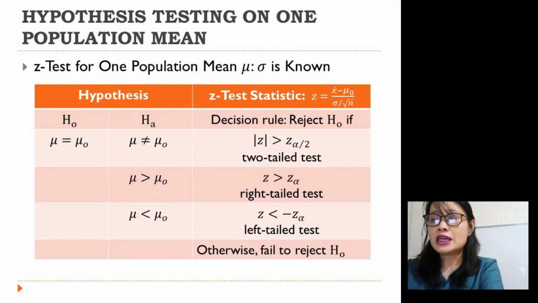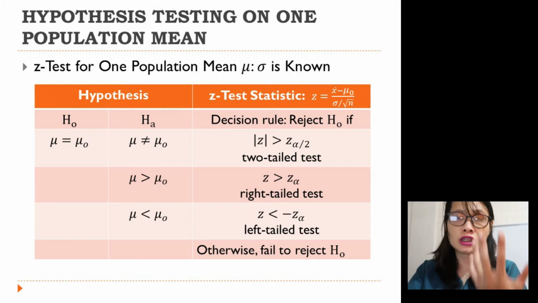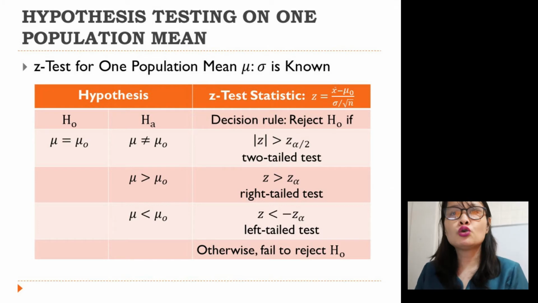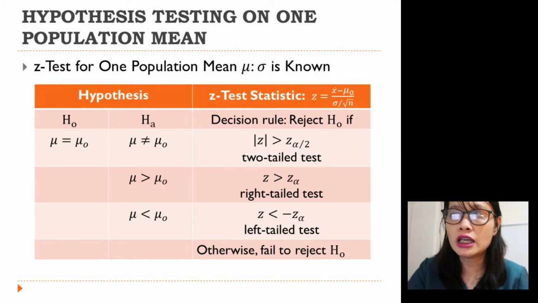Okay? If z is less than the negative z alpha, then we can reject HO. If the absolute z value is greater than z alpha over 2, then we can reject HO. If z is greater than z alpha, then we can reject HO. If not, if the condition is not permitted, then we need to fail to reject HO. So kung yung condition hindi applicable, you need to fail to reject HO. Meaning, you need to accept your HO. Okay? Kung hindi pasok din sa mga conditions.